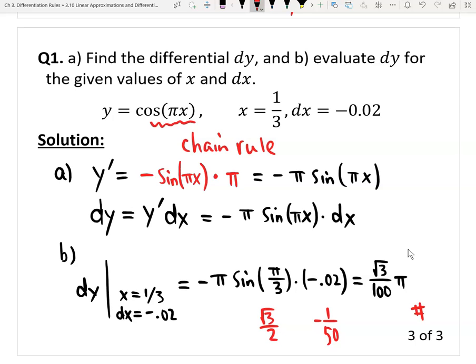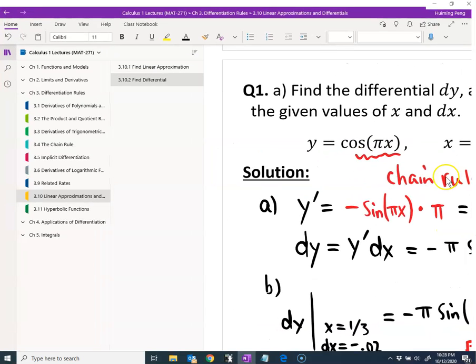You remember the meaning of dy. So this is an approximation to delta y. When x changes by a little bit, what is the change in y? We can do this approximation. That's the meaning. And that's all for this topic.